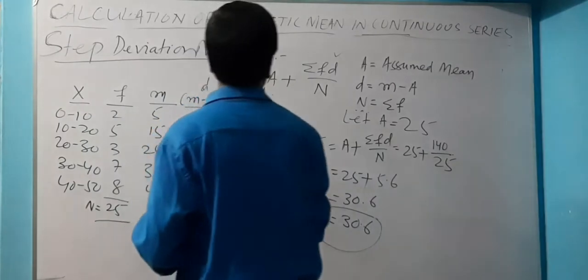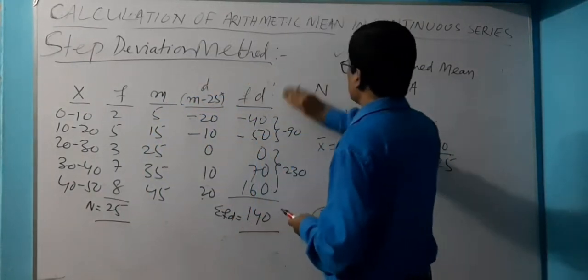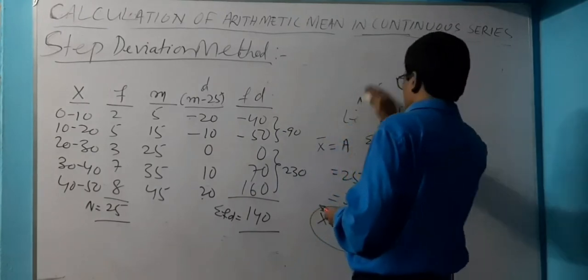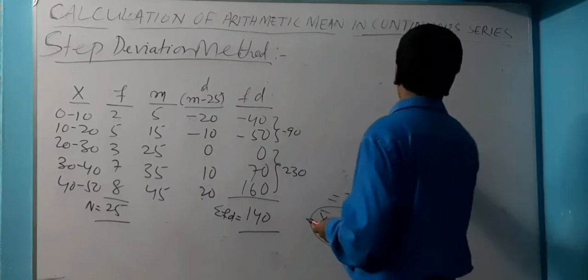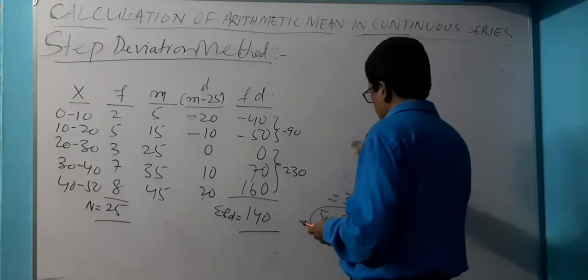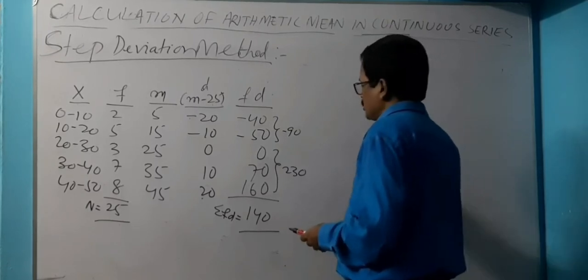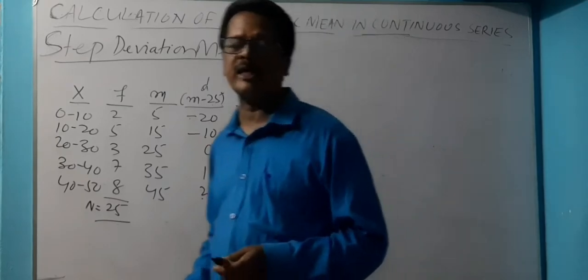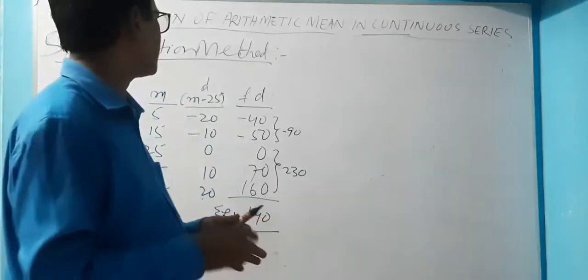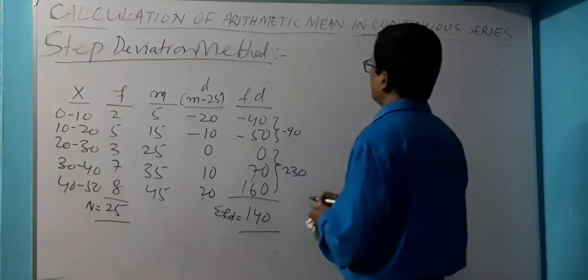Third method, step deviation method. How to calculate X bar or the arithmetic mean of a question in continuous series through step deviation method. We will take the same question, just to know whether the same answer comes or not. By taking any method, we can get the same answer. That's why I am taking the same question. Write down the question.